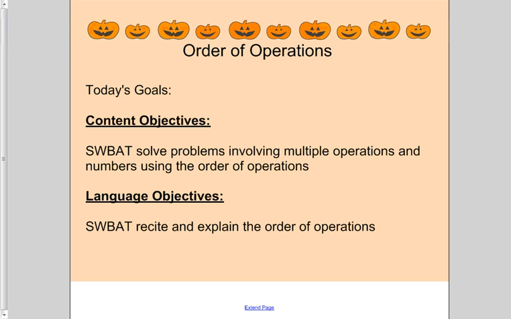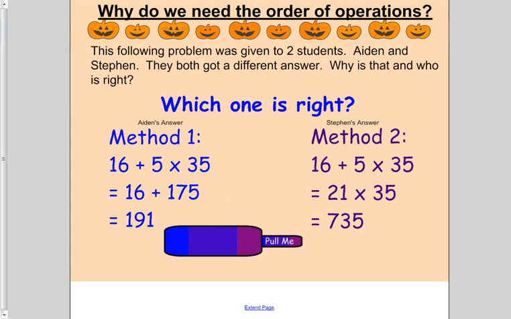In this lesson, we're going to be learning about the order of operations. This is a review of 5th grade, so you might already be a little bit familiar with it, but this will be a good review and an important one. Today's goals, content objectives. Students will be able to solve problems involving multiple operations and numbers using the order of operations. Students will be able to recite and explain the order of operations.